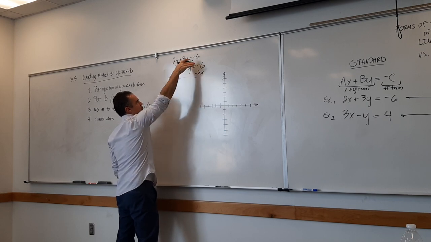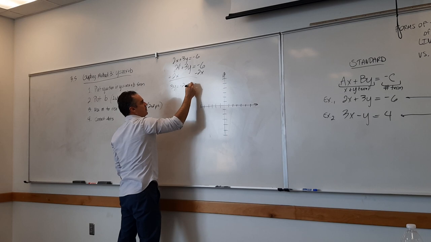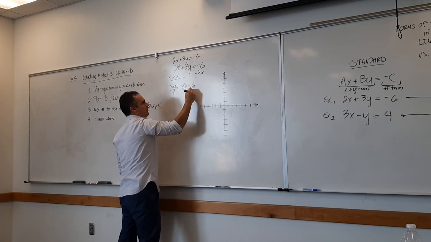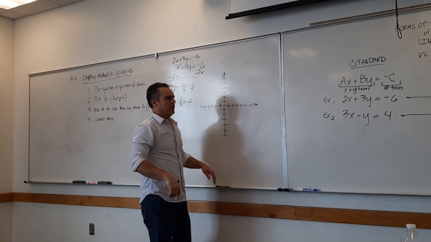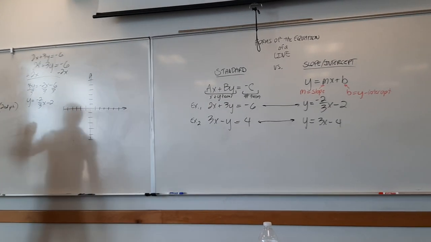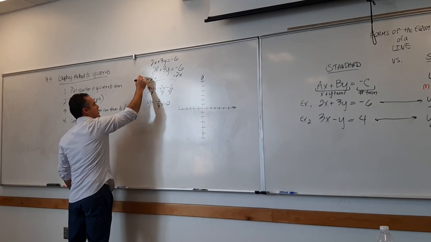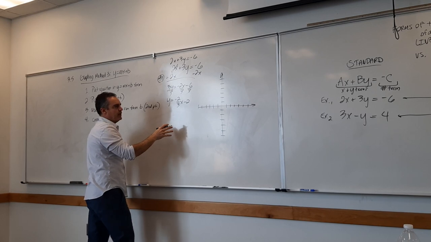And why don't I write it up there just so you can see it, okay? And then we get 3y equals negative 2x minus 6, divide by 3, divide by 3, divide by 3, y equals negative 2 thirds x minus 2. That's what we got when we convert this to this. We see that, okay? So that's step number one. So this is step number one right here. We're putting it in y equals mx plus b form, okay?